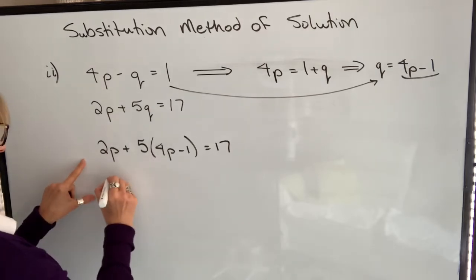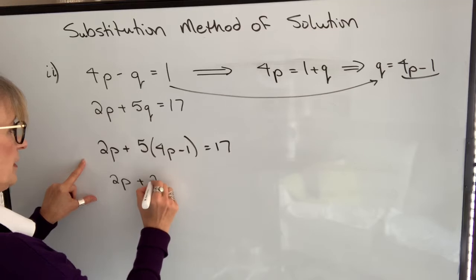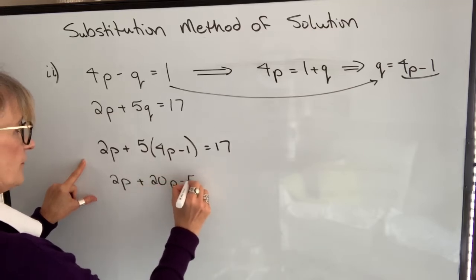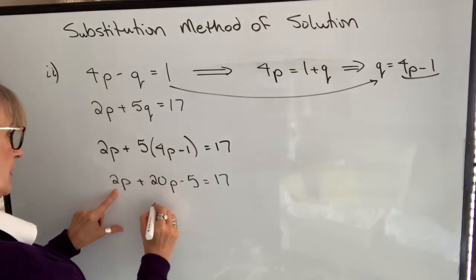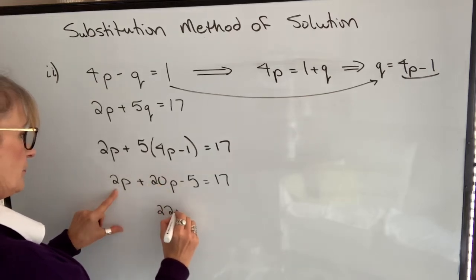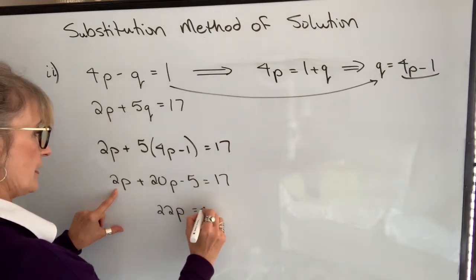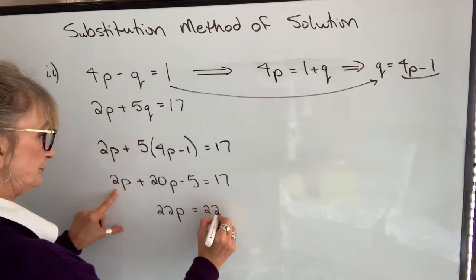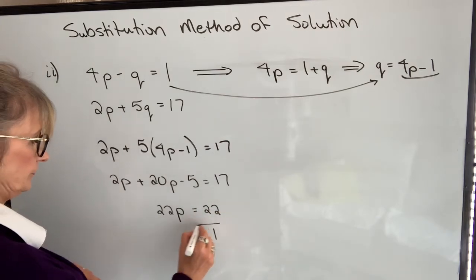So let's simplify this. 2p plus, that'll be 20p, minus 5 equals 17. So I will have 2p plus 20p is 22p. I'm going to add a 5 to both sides, so that will be 22. Divide by 22, and p equals 1.